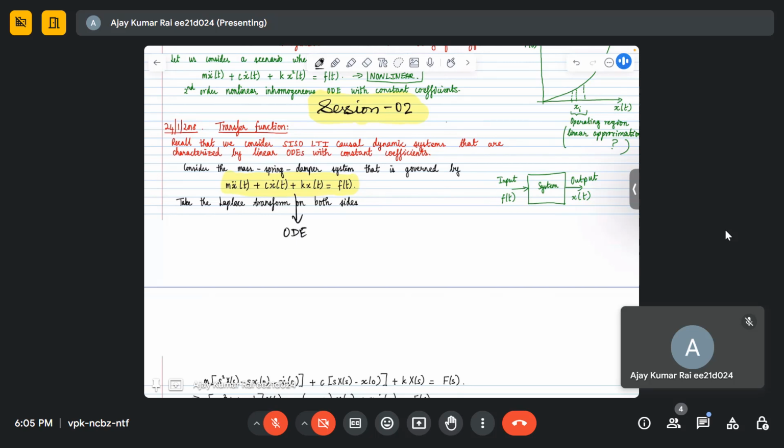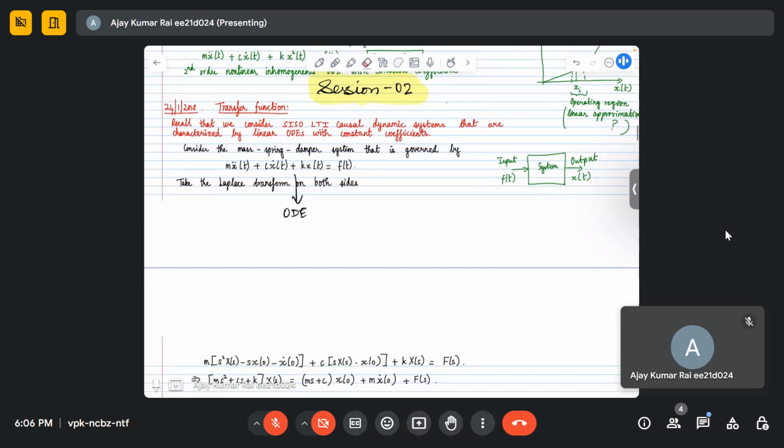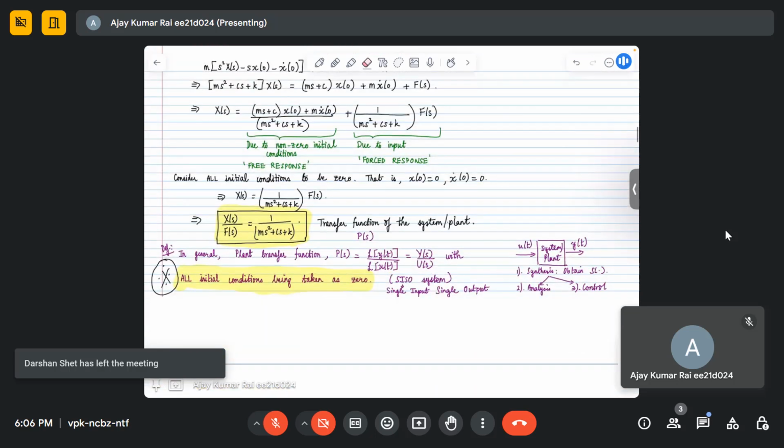You see m, c, k: these are constant coefficients, and this is an inhomogeneous equation because we have the force F(t). If F(t) is 0, then we have a homogeneous ODE. In all of our equations, we will be having F(t) with constant coefficients. So we talked about what the transfer function is here.